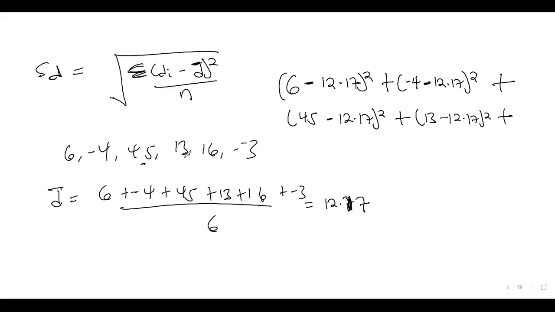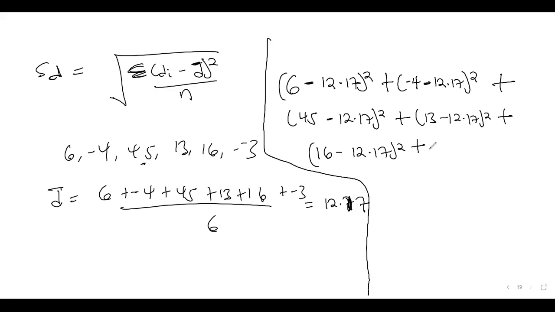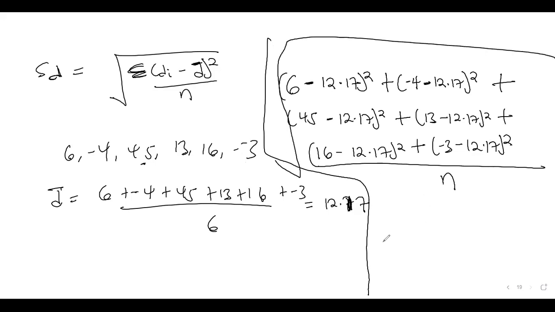Plus the fifth difference was 16. So 16 minus the average, which is 12.17, squared. Plus the last difference is minus 3. So minus 3 minus the average, 12.17 squared. Everything here over n, then everything we find the square root. So let's do it step by step.